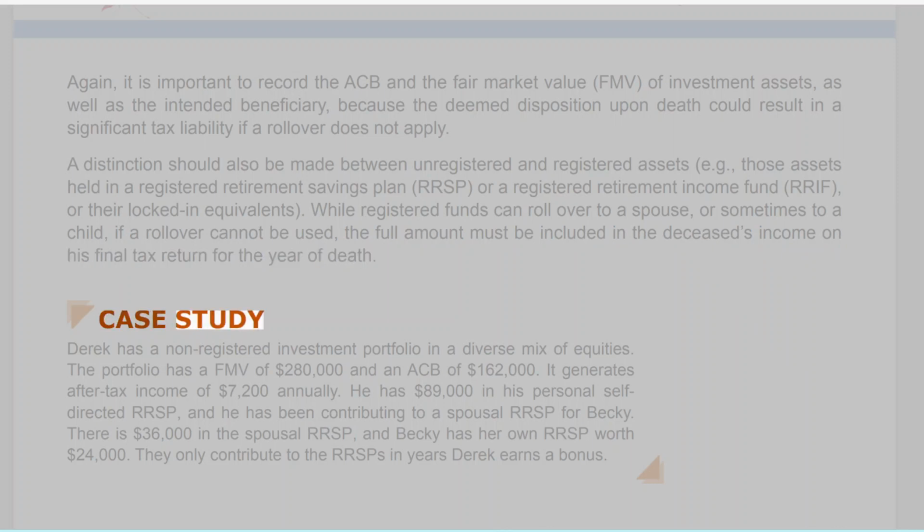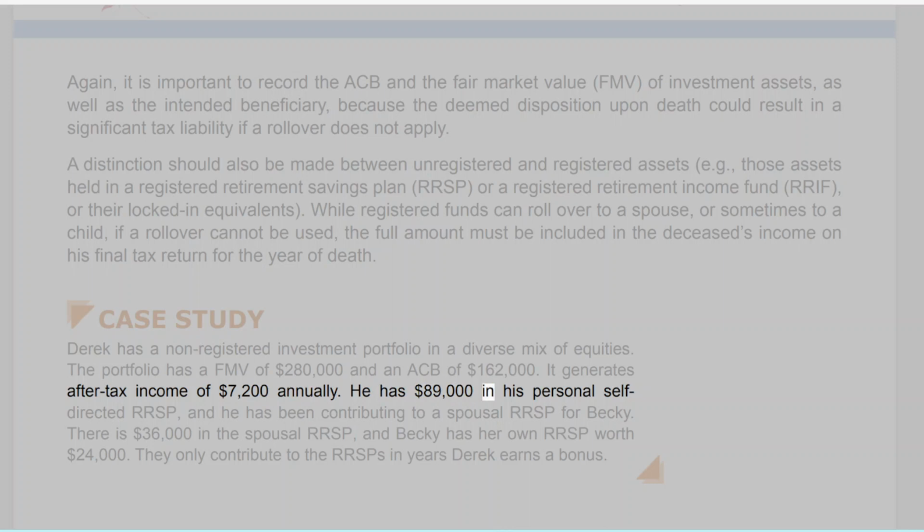Case study: Derek has a non-registered investment portfolio in a diverse mix of equities. The portfolio has a FMV of $280,000 and an ACB of $162,000. It generates after-tax income of $7,200 annually.